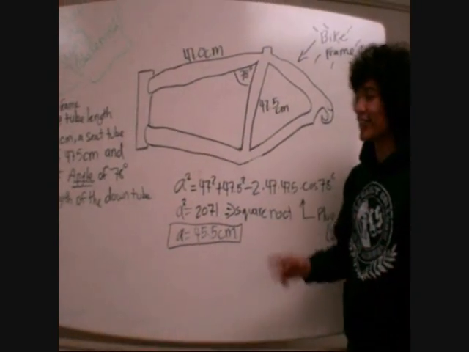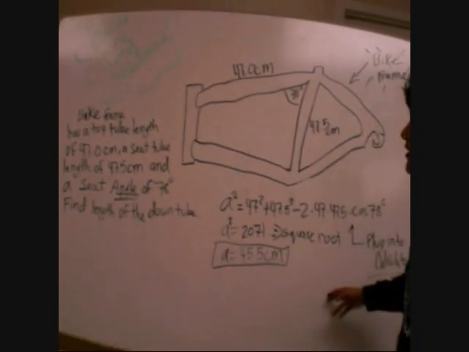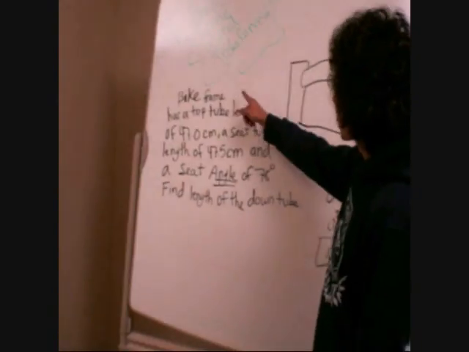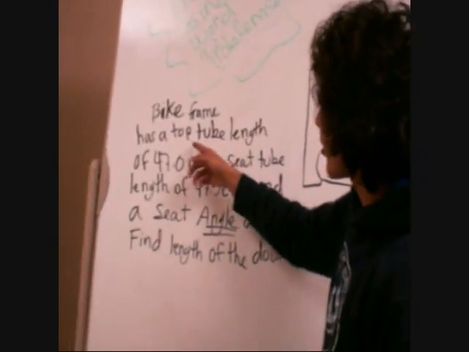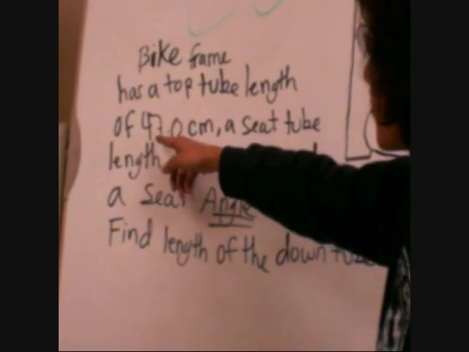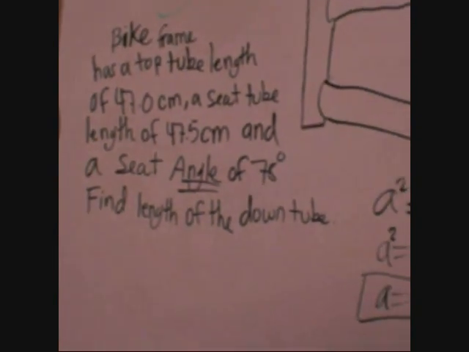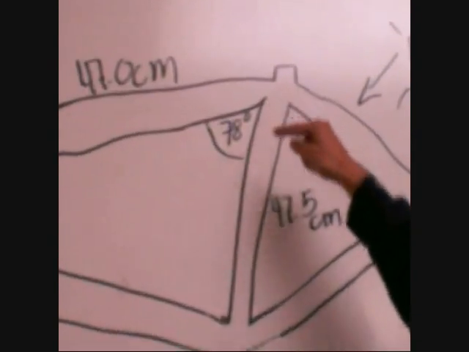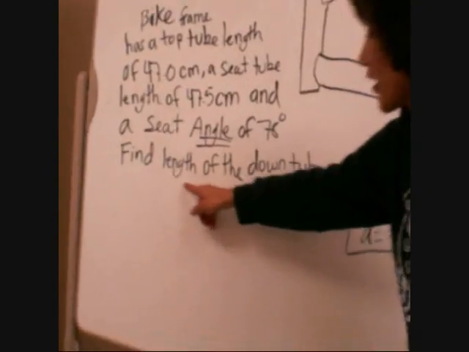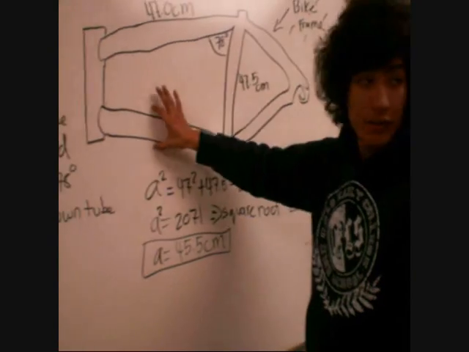My name is Christian. This is law of cosines word problems. Today we're doing a word problem with a bike frame. The problem is: a bike frame has a top tube with a length of 47 centimeters, which is this one right here, and a seat tube length of 47.5 centimeters, which is this one right here, and a seat angle of 78 degrees. It wants to find the length of the down tube, which is this tube right here. So we need to find the length of this tube.